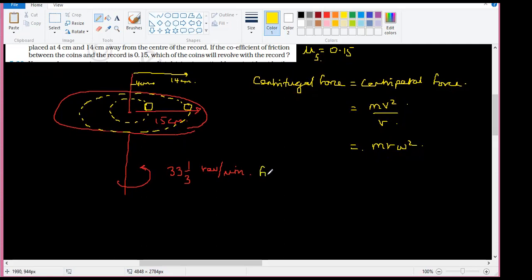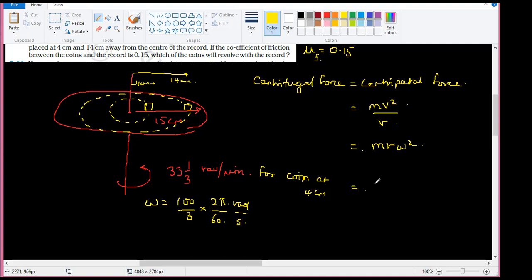For the coin at 4 centimeters. By the way, omega, we talked about this in the last class. So omega is equal to 33 1/3, which is 100 by 3 revolutions per minute. For 1 revolution, it is 2 pi radians. For 1 minute, it is 60 seconds. So that means this will become radians per second.